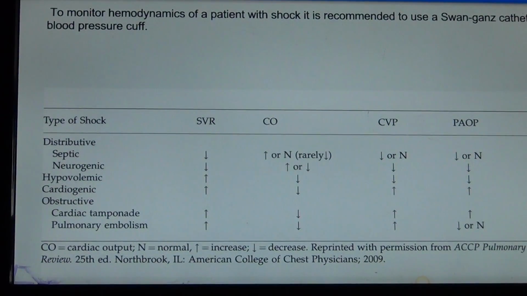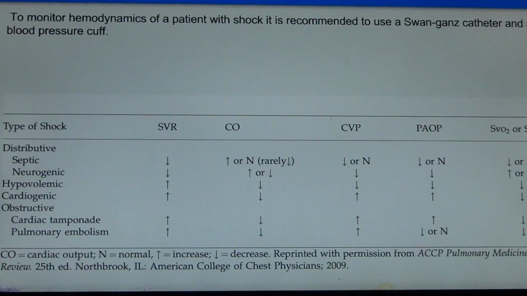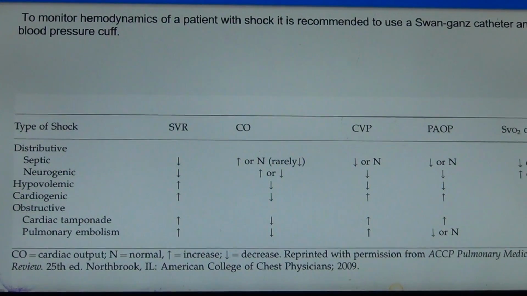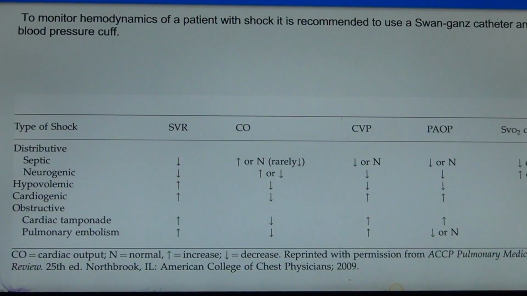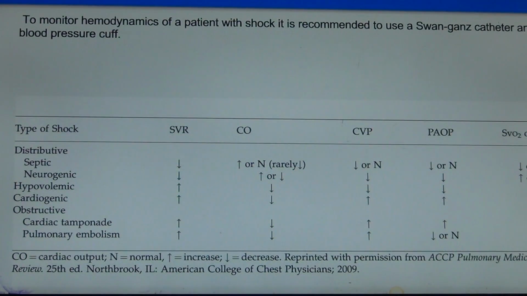For the distributive, it shows septic and neurogenic shock. That is how it breaks down that category. For septic shock, the systemic vascular resistance is decreased. The cardiac output is increased or normal and is rarely decreased. The central venous pressure is decreased or normal. The pulmonary artery wedge pressure is decreased or normal, and the mixed venous oxygenation saturation is decreased or normal.